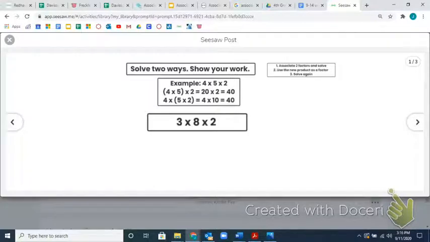So see here, I did 4 times 5 times 2. 4 times 5 is 20. 20 times 2 is 40. And then I did 4 times 5 times 2. 5 times 2 is 10. 4 times 10, well, that's also 40.